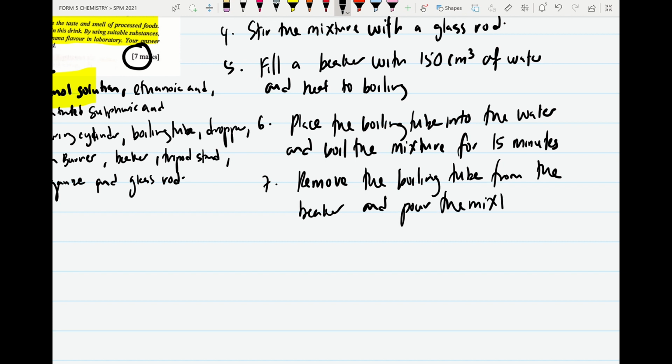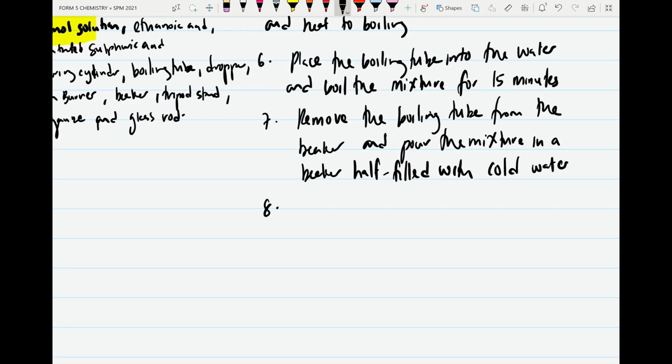the mixture in a beaker, or we can take a measuring cylinder. Beaker half filled with cold water. All right, so we try to do point number 8.